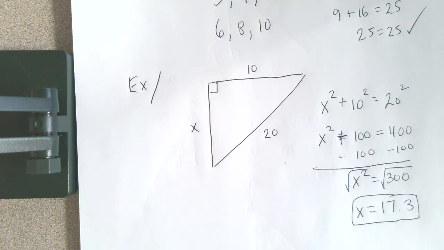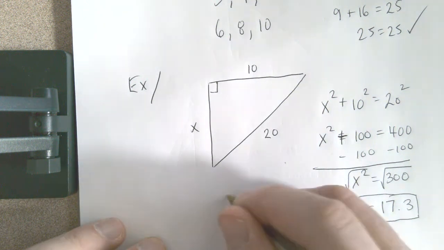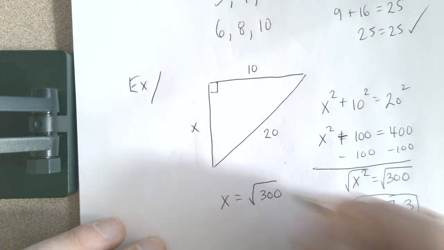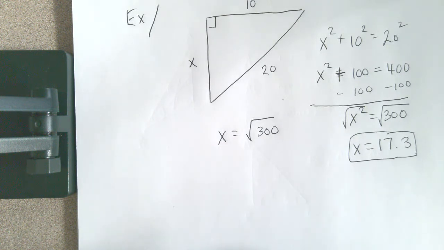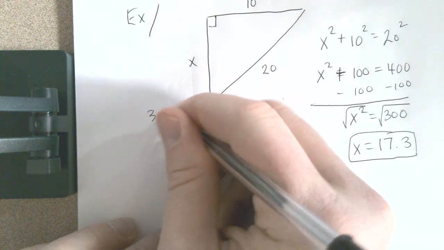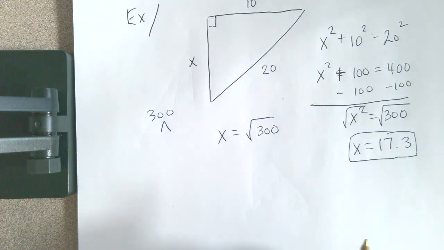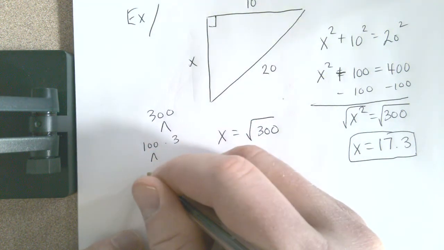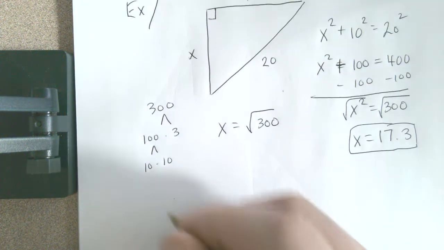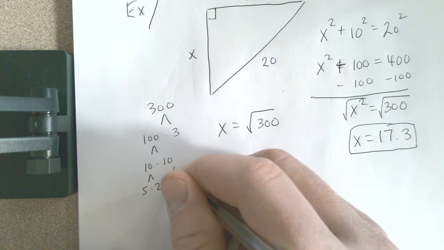Now, if they would ask me to list this as the exact value, all that means is I'm going to take my radical, which x would be the square root of 300, and I would simplify the square root of 300. Now, this is going back to your algebra class. What I always taught my Algebra 1 students to simplify a radical is take the number under the radical and make a factor tree. We know that 300 is 100 times 3. 100 is 10 times 10. 10 is 5 times 2.